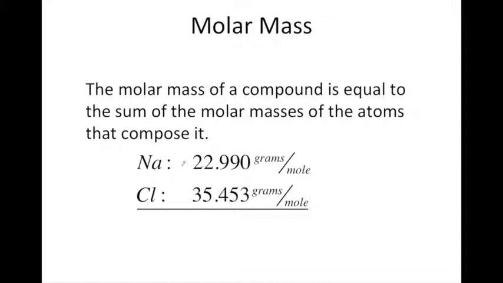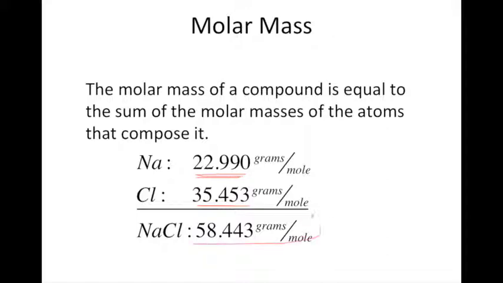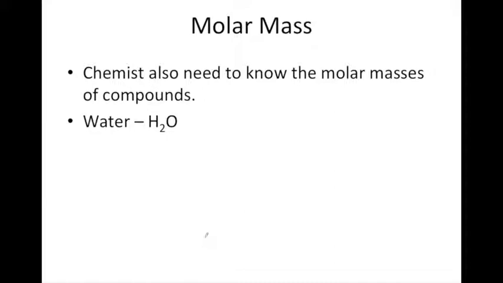So for sodium chloride, we get off our periodic table, we see the molar mass for sodium is 22.990. The molar mass for 1 mole of chlorine is 35.453. Again, we got these off the periodic table. We simply add them together, and now we have the molar mass for sodium chloride. Let's look at one other one. Let's take a look at water.